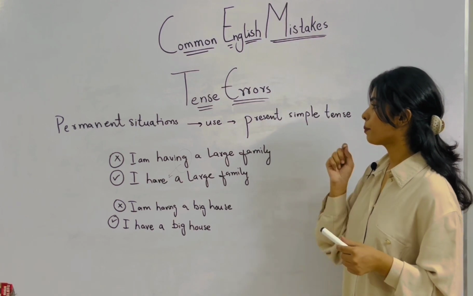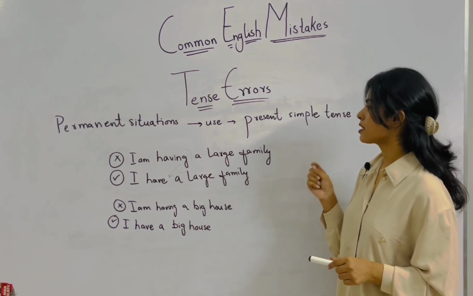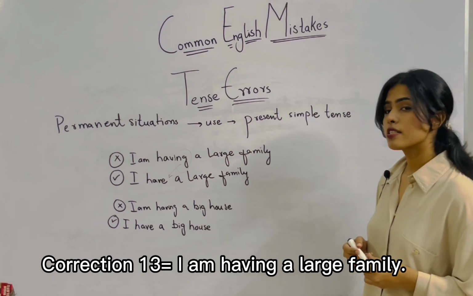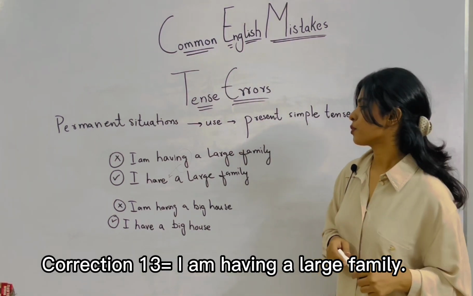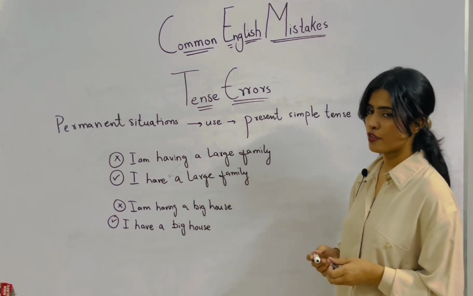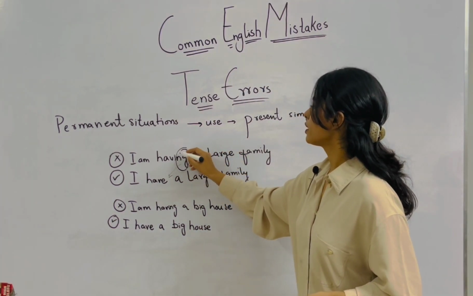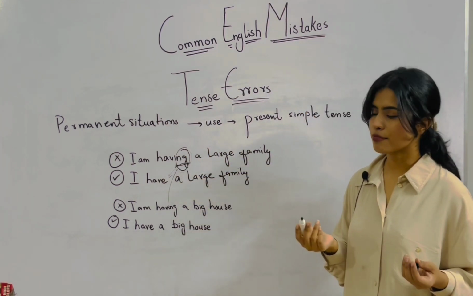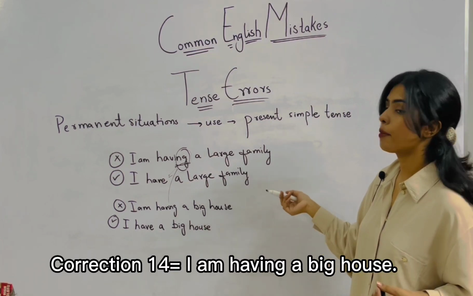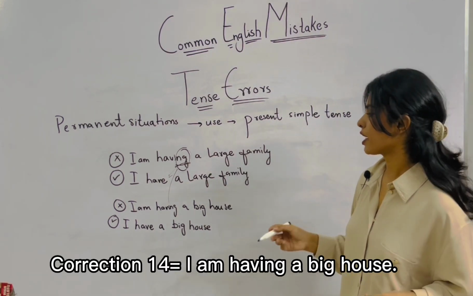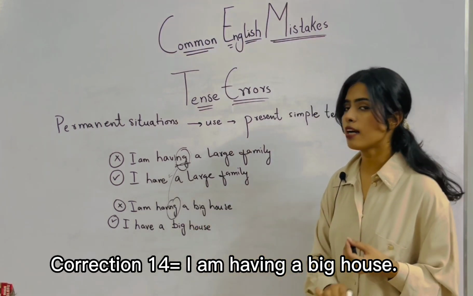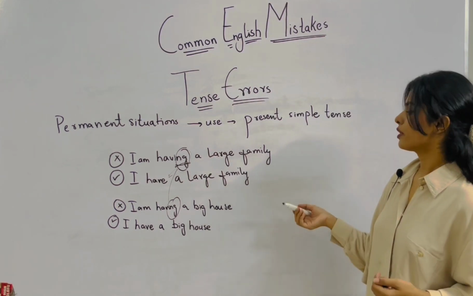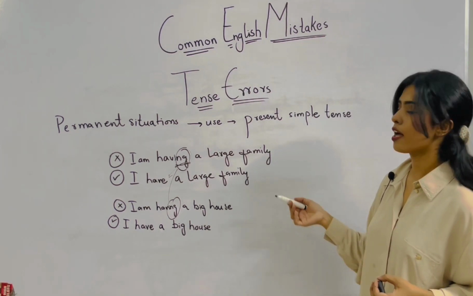Moving towards the next correction, we are dealing with a permanent situation here. So whenever we have a permanent situation, we are going to use present simple tense with it. So for example, I am having a large family is going to be an incorrect sentence. What's going to be correct is, I have a large family. So what we did was, we shifted ing and we just wrote have. Then we have, I am having a big house. So we are going to make the same correction. We're going to take out ing from this verb and we're going to write, I have a big house. So the correct sentences would be, I have a big house and I have a large family.